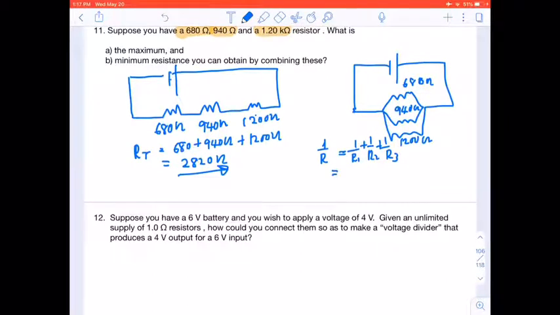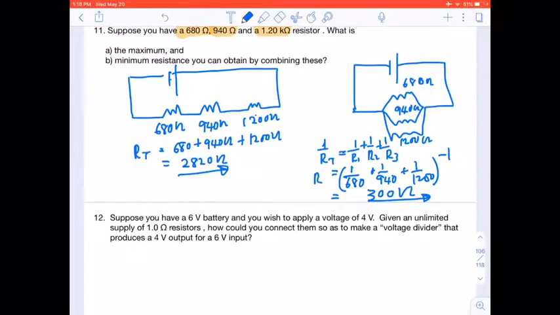that is equal to 1 upon 680 plus 1 upon 940, right, plus 1 upon 1200. And if we want R total for that, we do the same thing, take the inverse of that, and that should give us 300 ohms. Okay, there you have that.